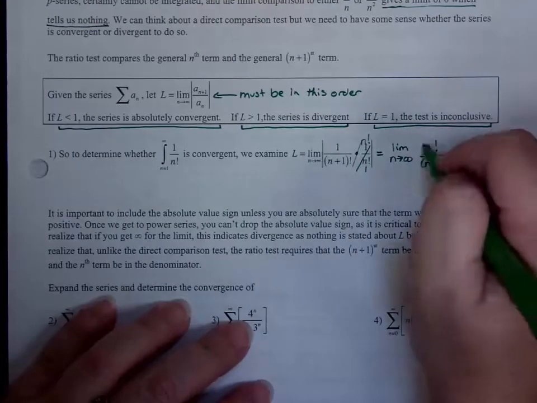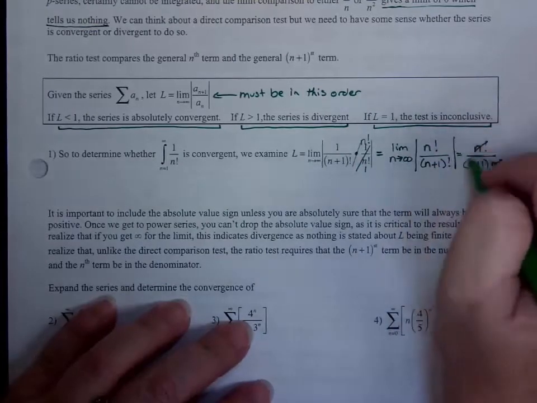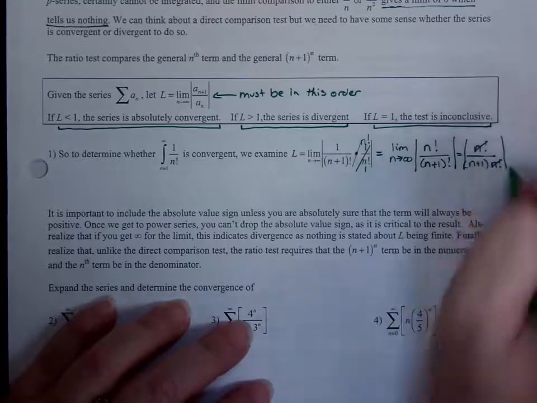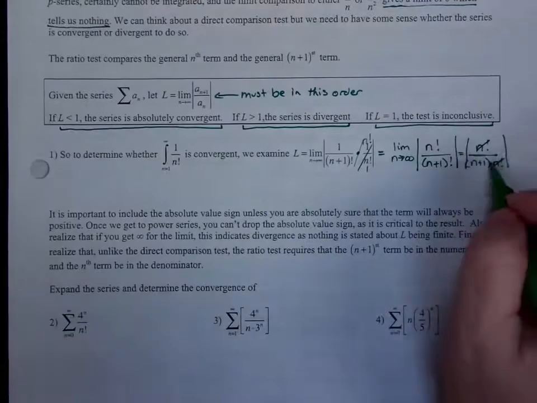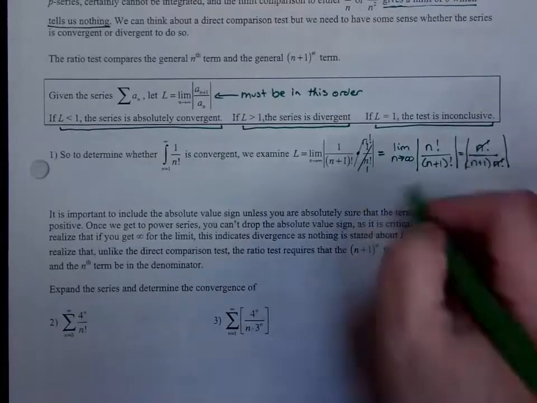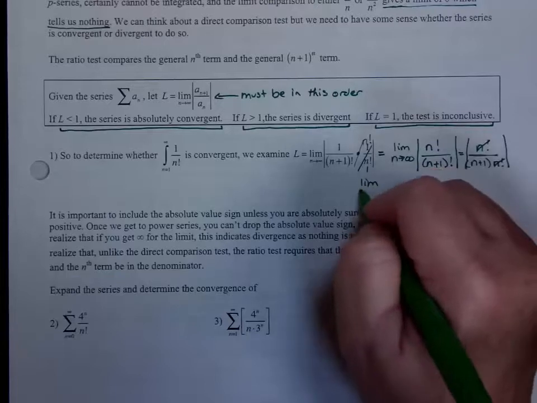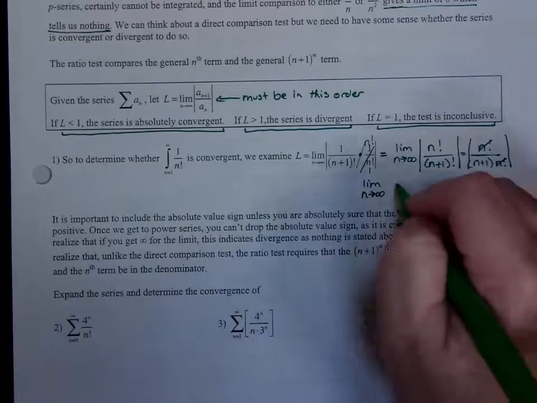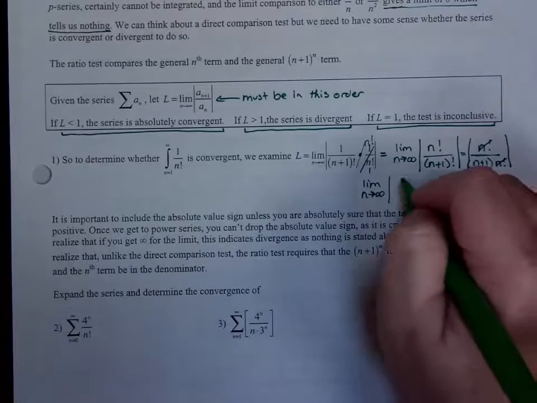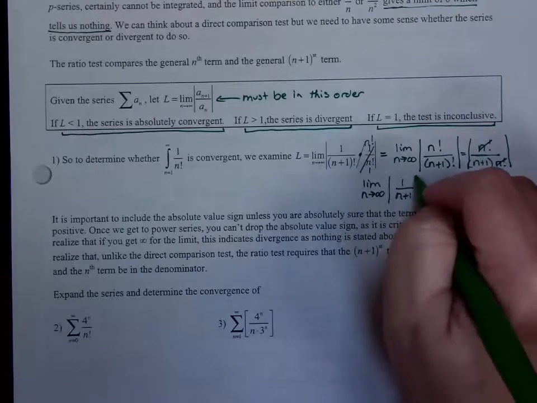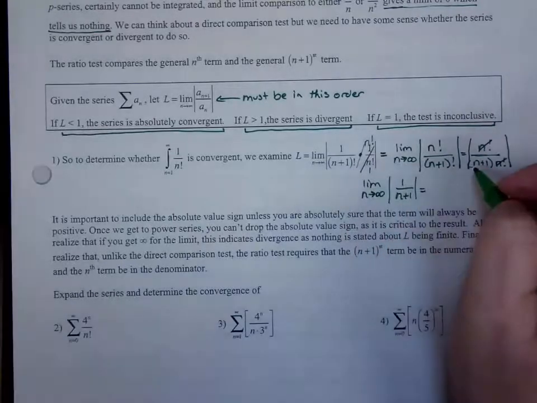I'm being very bad here. Got to go back and put the absolute values on. So now after canceling the n factorials, we are left with the limit as n approaches infinity of the absolute value of 1 over n plus 1. What is that limit equal to?